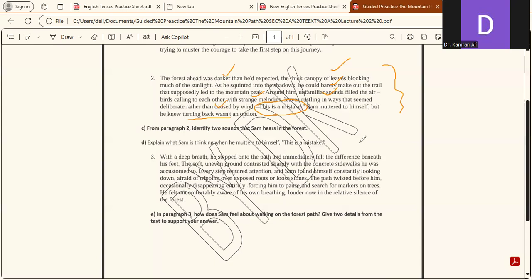Of course, this is the key thing here: it's a mistake. Why is it a mistake? He's feeling threatened. He's having a tough time, and of course, he's not comfortable in the environment as well, right? I believe you have understood that.